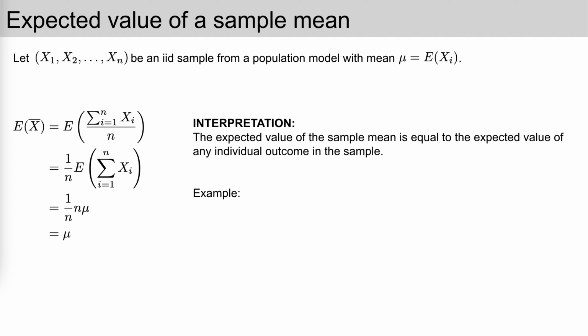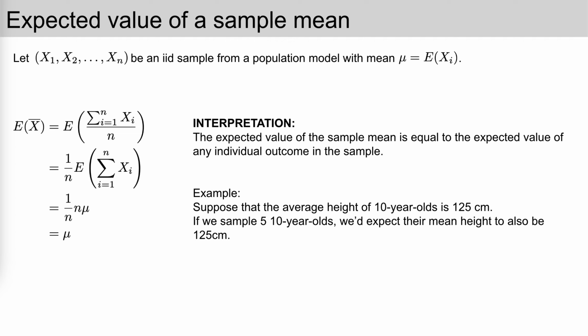Consider an example. Suppose that the average height of 10-year-olds is 125 centimeters. Further, suppose that we take a sample of 5 10-year-olds. Then by our math, the expected mean height in this sample is just the expected height of any individual 10-year-old. That is, we expect the mean height among our sample of 5 kids to be 125 centimeters, no bigger and no smaller than the expected height of an individual kid.